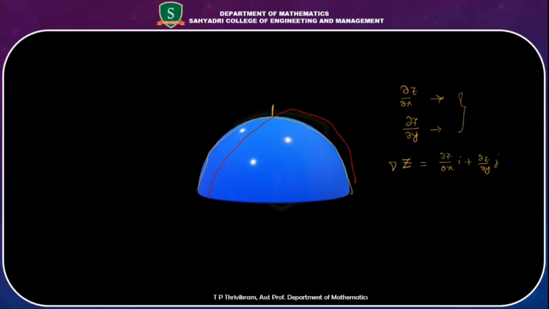Suppose at this point, I want to find the slope of this surface. The directional derivative will give the slope in this direction. Similarly, if I want to calculate the slope of this surface at this point in this direction, the directional derivative will give the slope of this curve at this point.